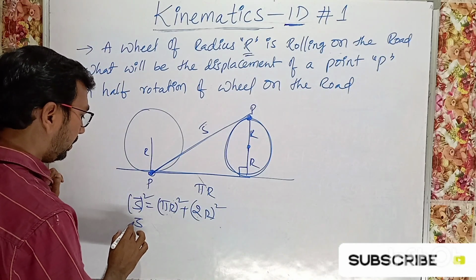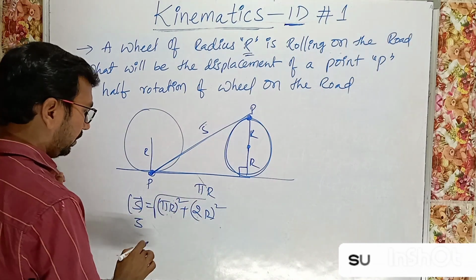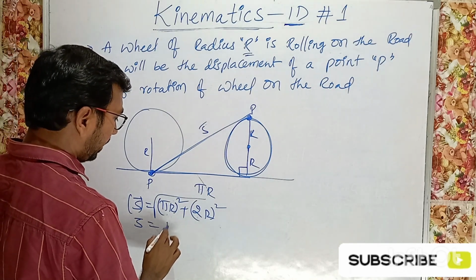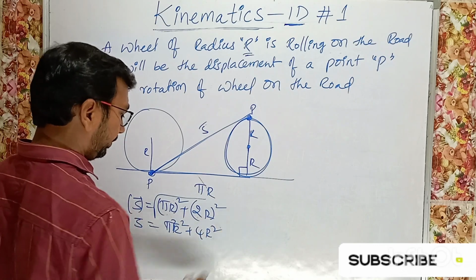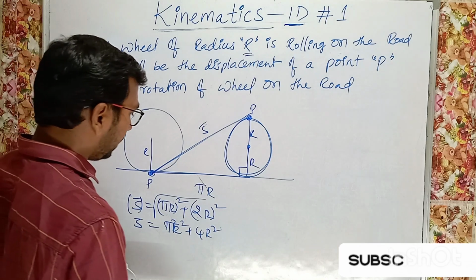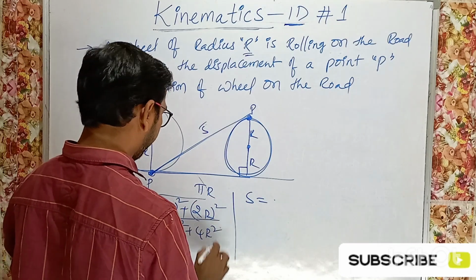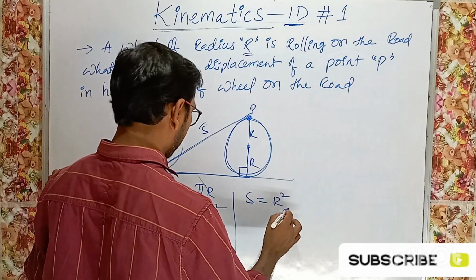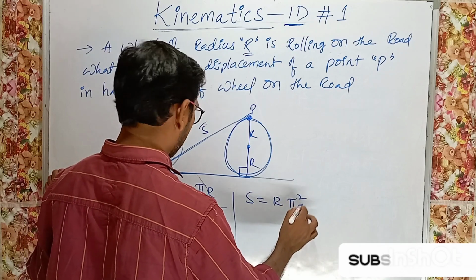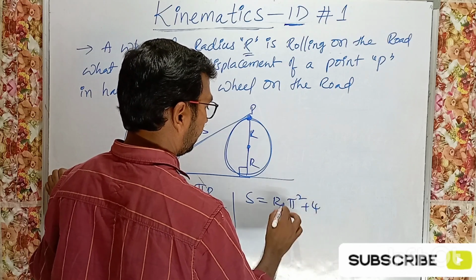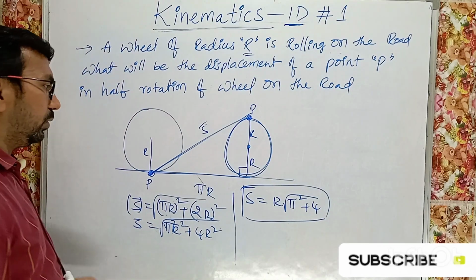So displacement is equal to the square root of pi squared r squared plus 4r squared. Here r squared is common, so displacement is equal to the square root, and r squared coming outside gives r. So this is r times the square root of pi squared plus 4. So this is the displacement, okay? r root of (pi squared plus 4).